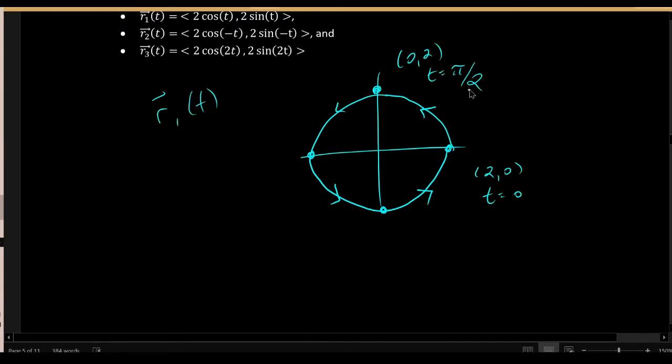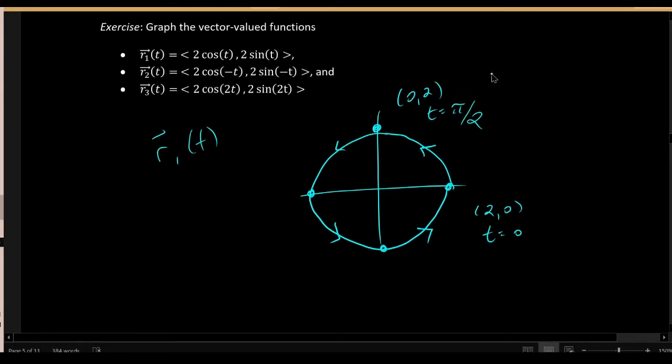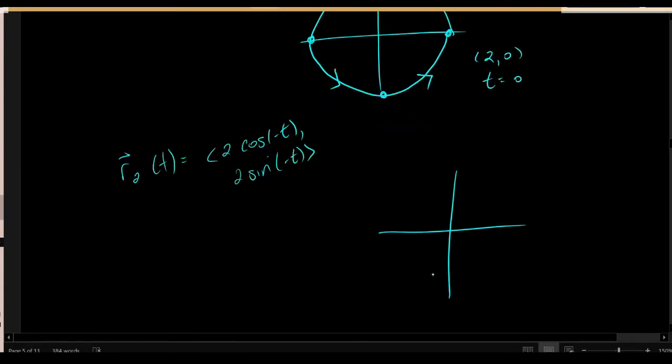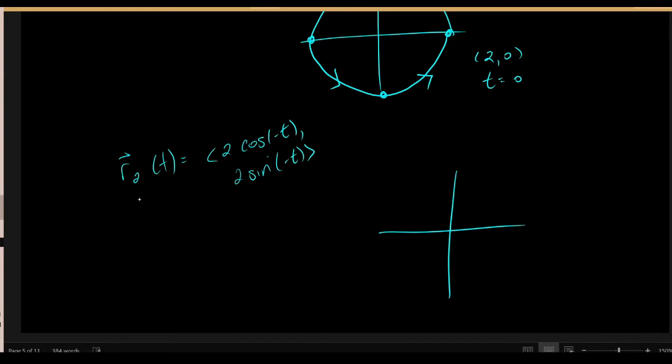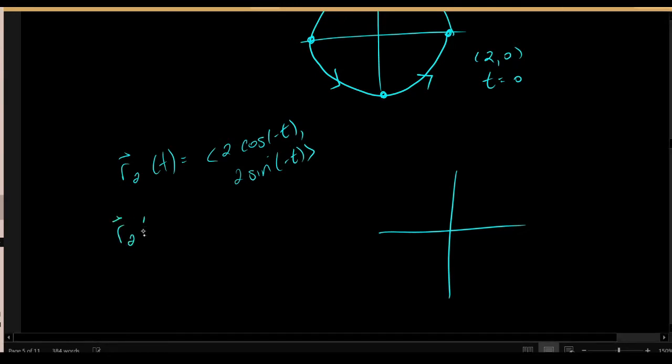Now let's try it with the second vector valued function, where we have r2 equals 2 cosine minus t, 2 sine minus t. Now in this case, let's plug in a couple of different input values for t to see if we can get a read on the object's movement. So for example, if I plug in t equals 0, then I'll have cosine of 0, sine of 0. So this will give me the same vector 2, 0, which is pointing to the same terminal point at the right side of the circle.